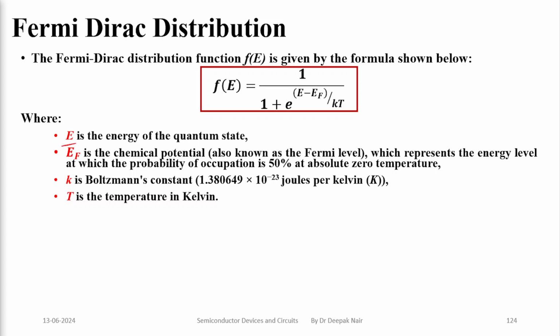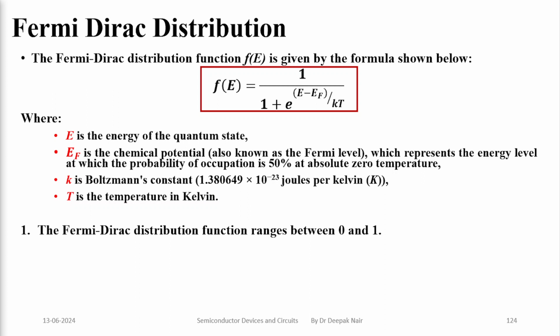Now, in this equation, capital E is the energy of quantum state. We will come to these topics and clear it in the upcoming slides. Capital EF is the chemical potential, also known as Fermi level. So EF is Fermi level, which represents the energy level at which the probability of occupation is 50% at absolute zero temperature. So now things are becoming a bit more clear. Here we can see the energy level at which the probability of occupation is 50%. So this is probability at temperature 0 degree Kelvin. Small k is Boltzmann constant, given by 1.380649 multiplied by 10 to the power minus 23 joules per Kelvin. Capital T is the temperature, represented in Kelvin.